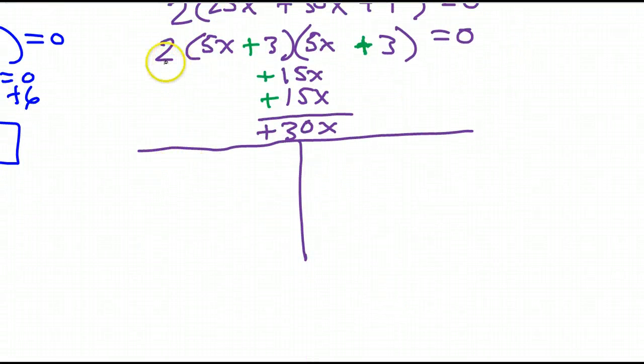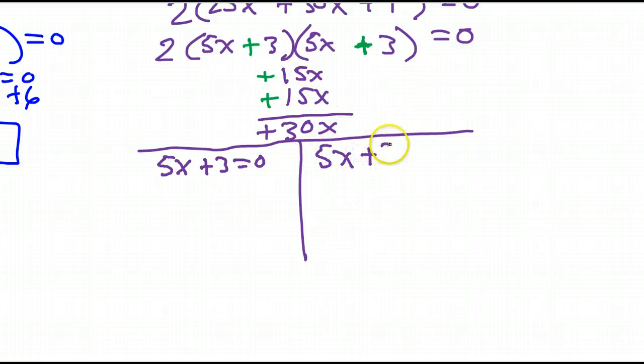Okay. Again, we're going to ignore the 2. 2 cannot equal 0. That means 5x plus 3 could equal 0. Or you know what? I don't need to write this twice. There's no point in solving both of these twice. It's the same equation. We're going to get the same answer, and we're only going to write it once. So we're only going to get one solution this time.